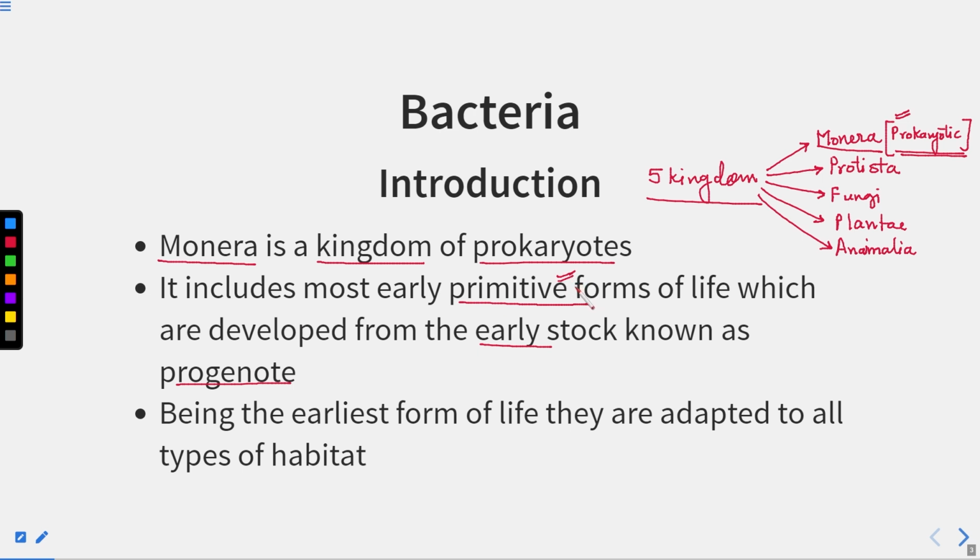Okay, later there was a lot of evolution, and finally the prokaryotic cell, the bacterial cell first, was formed, and they are called progenote. Okay, so they developed from the early stock that is known as progenote. So these bacteria were formed from this progenote, the primitive forms of life. Okay, so being the earliest form of life, they are adapted to all types of habitats.